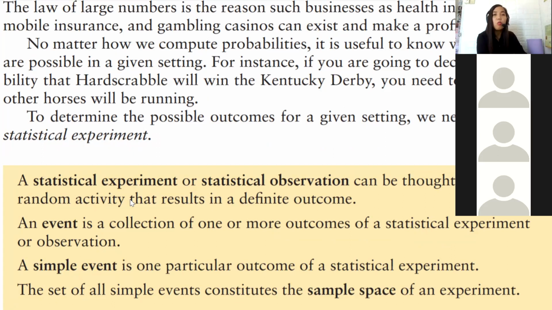Okay? No matter how we compute probabilities, it is useful to know what outcomes are possible in a given setting. For instance, if you are going to decide the probability that Hardscrabble will win the Kentucky Derby, you need to know which other horses will be running. Kailangan mong alamin yung mga nandoon o yung part ng probability. To determine the possible outcomes for a given setting, we need to define a statistical experiment.